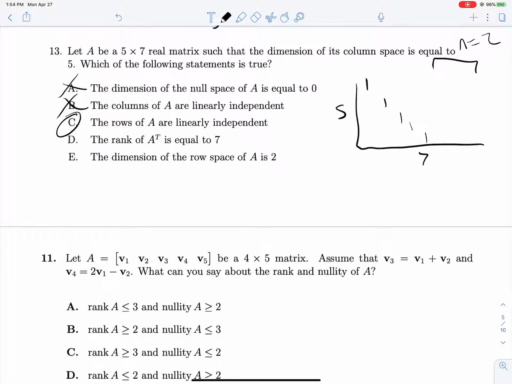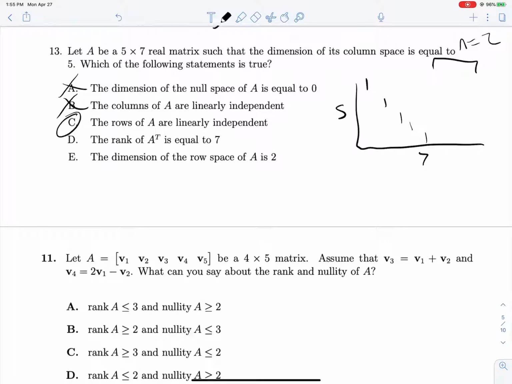What about D? The rank of A transpose is equal to 7. No, the rank of A is equal to the rank of A transpose, and so the rank of A transpose is also equal to 5. What follows from that helps reinforce C, which is the fact that the number of linearly independent rows is equal to the number of linearly independent columns. We know that we have 5 linearly independent columns, thus we should definitely have 5 linearly independent rows. Since we only have 5 rows, that means that the set of rows of A is linearly independent.